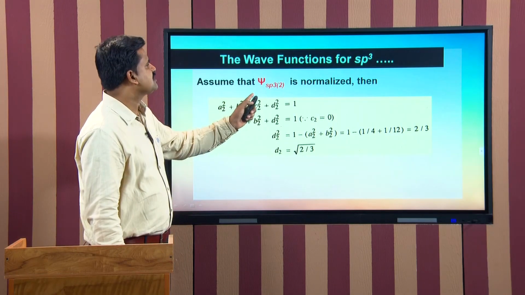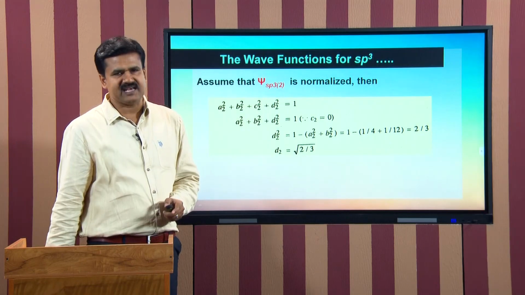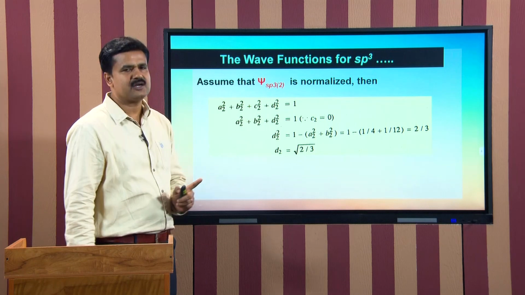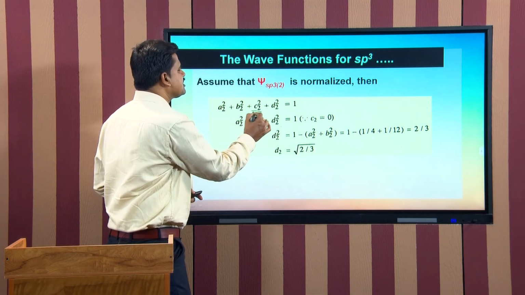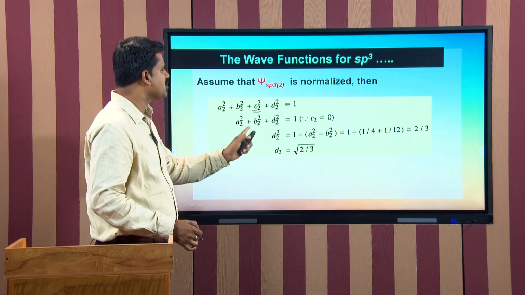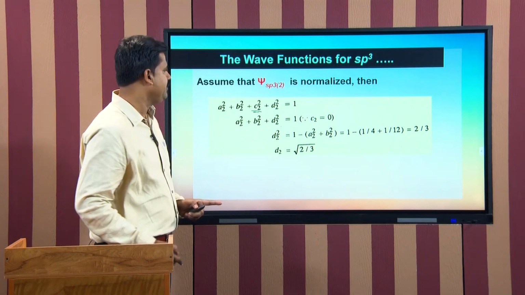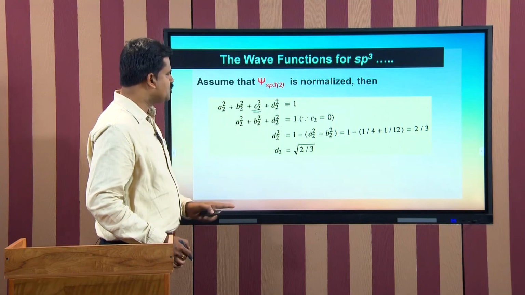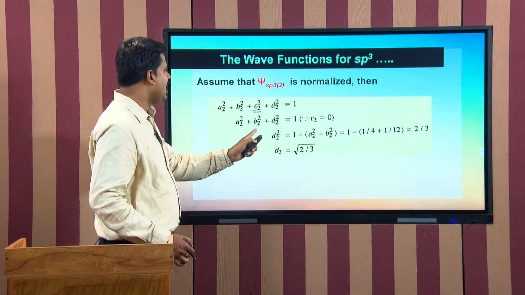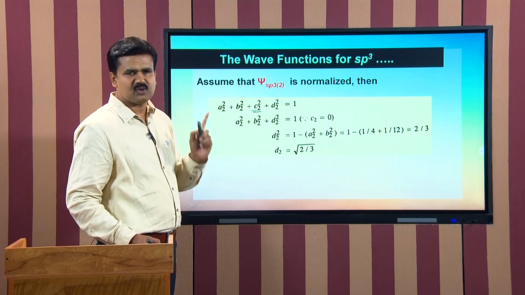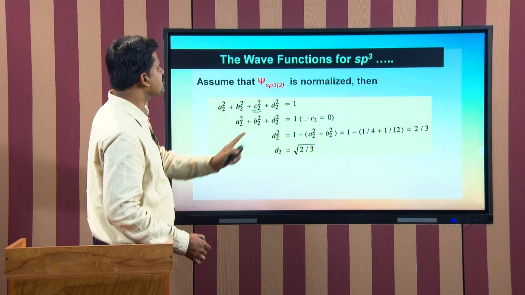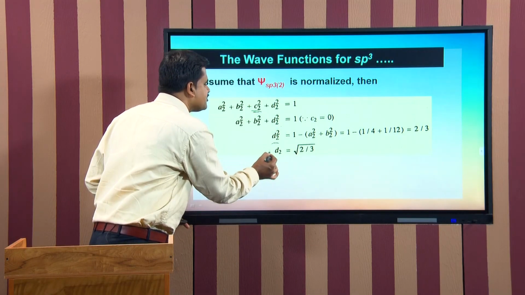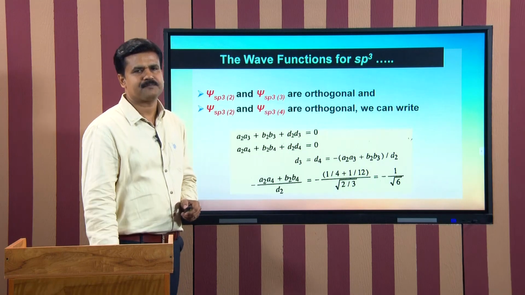Assume that psi sp3 2 is normalized such that a2 square plus b2 square plus c2 square plus d2 square is equal to 1. But we already proved that c2 is equal to 0. So, we arrive at the result a2 square plus b2 square plus d2 square is equal to 1. And the unknown parameter is d2. We know the value of b2 already and a2 is constant, that is 1 by 2. By substituting the values of a2 and b2 in this expression, we get the coefficient d2 equal to root of 2 by 3.